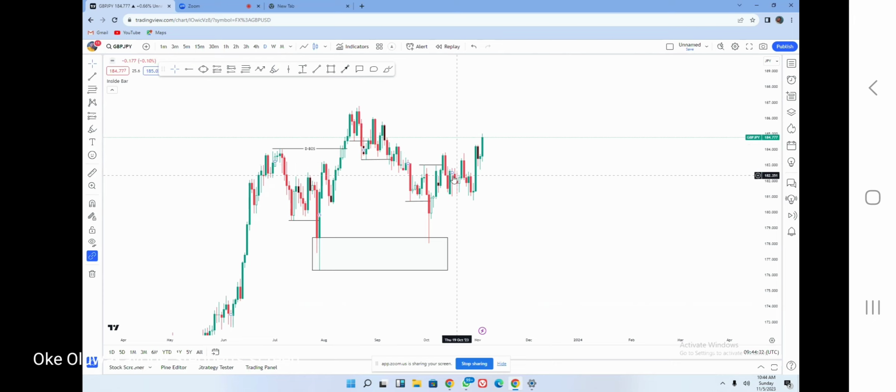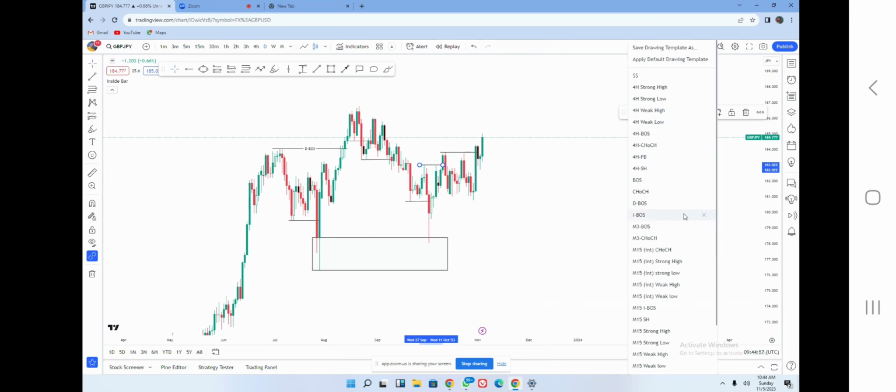Hello. Now if you look at it, from here again we get another break of structure, and again from here, an internal break of structure. If you look at it very well, every internal break of structure on the daily, if you go back to the 4 hours, might result in a trend change.